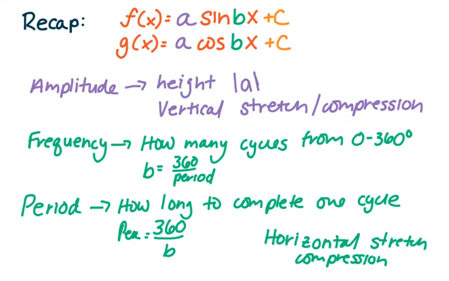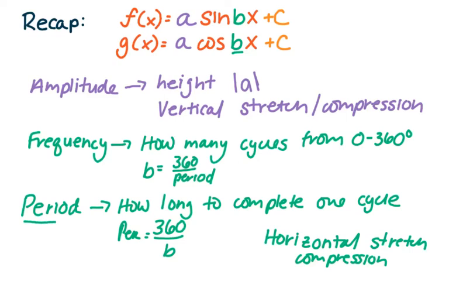To recap here, the amplitude is always going to represent the height of the graph and can be found by looking at the a value in our given function. This is also going to represent a vertical stretch or compression. The frequency and period are both related to our green b value of our function. The frequency is how many cycles from 0 to 360 degrees. It will always equal the b value of our function.